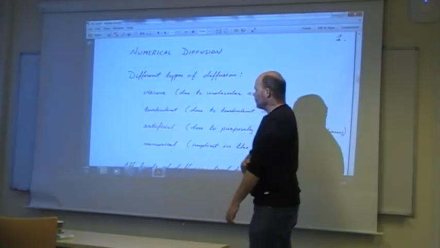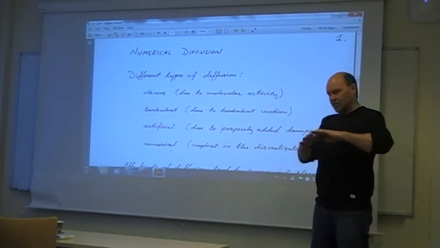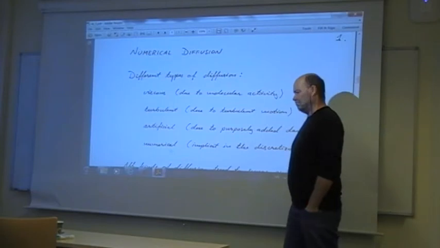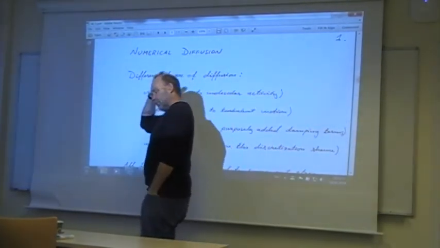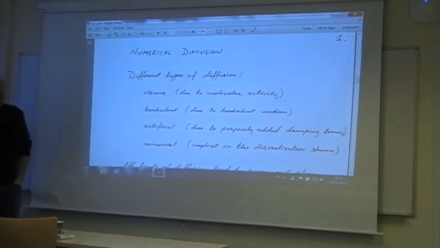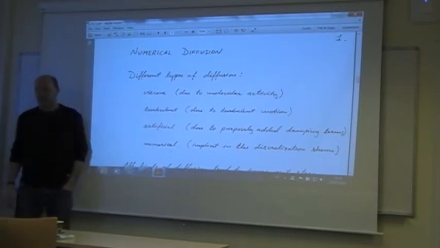Now remember, diffusion, if it's positive, we like it. It softens things down, smears out gradients. If it's negative, it blows things up. We don't like that. And the different types that we can talk about, physically and numerically. You of course have the viscous diffusion, then you have kinematic viscosity.